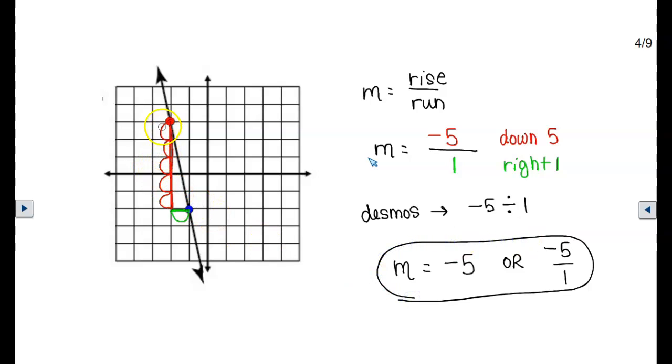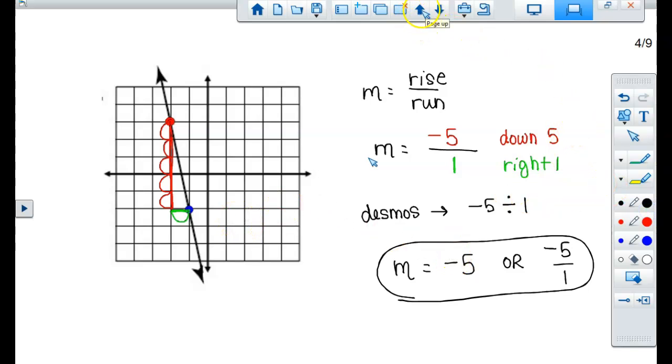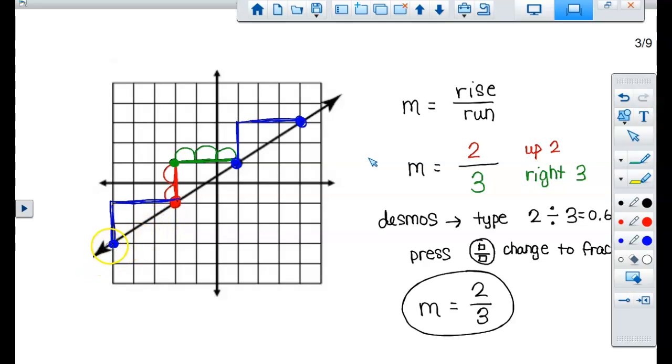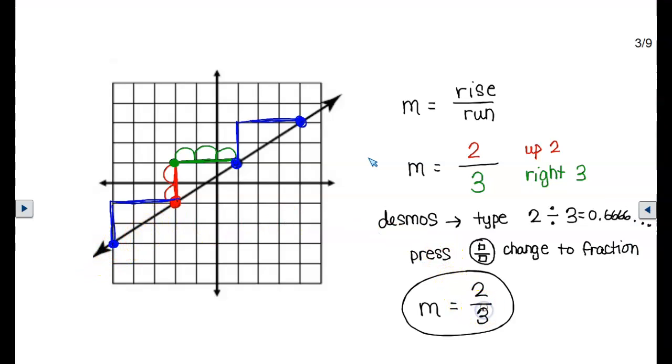So what that means is every time the line goes down 5 spaces, it only goes over 1. So that's why this is pretty steep. It's pretty steep because it's going down a lot faster than it's going over. So this is the number that describes the steepness of this line. Now I want to point out something here. If I go back, look at my first example. This was a positive slope.